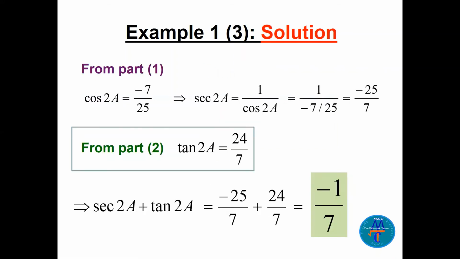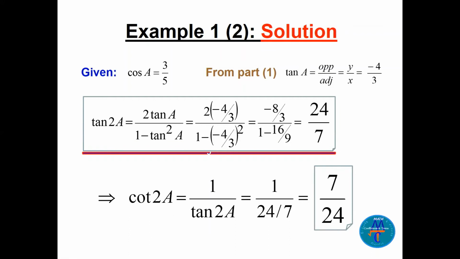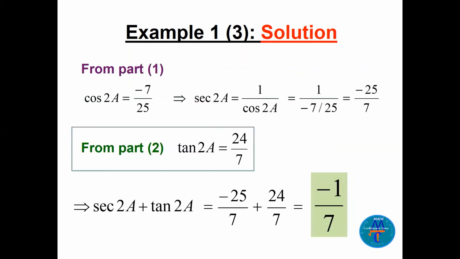Now in the last part, we need secant of 2a, and we have already found tan of 2a. See tan of 2a here, 24 over 7. We need secant of 2a. Secant of 2a is the reciprocal of the cosine, and we have already found cosine of 2a, so it will be minus 25 over 7. So I can add now secant of 2a, minus 25 over 7, plus 24 over 7, which will be minus 1 over 7.